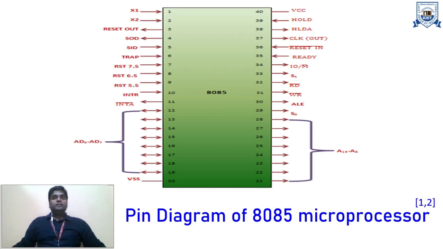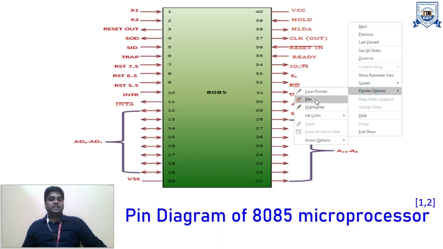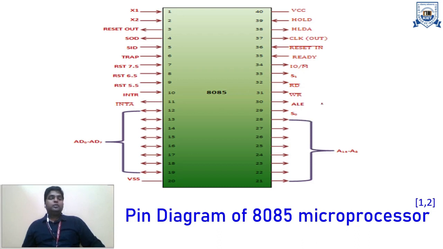Out of these 40 pins, as we know, the 8085 microprocessor contains a 16-bit address line. So if we want to represent these 16 address lines, 16 pins are required. Here, pin 12 to pin 19 and pin 21 to pin 28 are used for the address line.